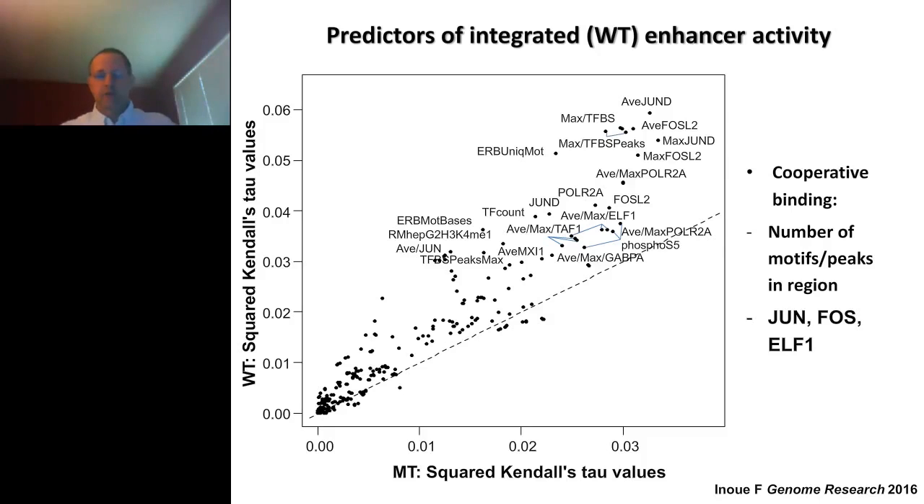And so what we think is that cooperative binding, having different transcription factors bind together to activate expression, is a major factor and a major difference between things that integrate versus things that don't integrate, and may actually affect the expression levels of enhancers in this study.